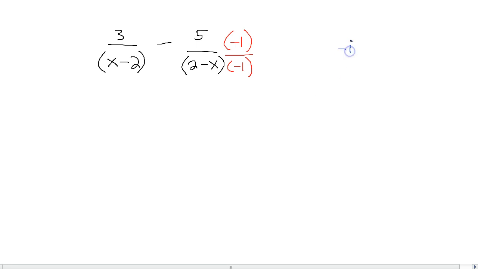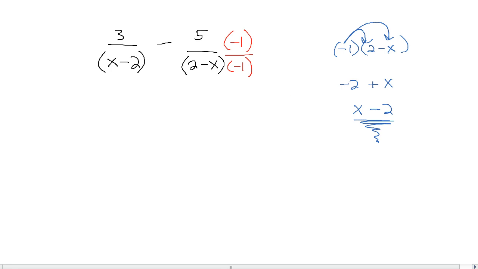If I take negative 1 times 2 minus x, let's see what happens. I get negative 2, and then a negative 1 times the negative x turns into plus x. Now if I put the plus x first and the minus 2 second, I get x minus 2. So multiplying subtraction by a negative 1 actually reverses the order of the subtraction.